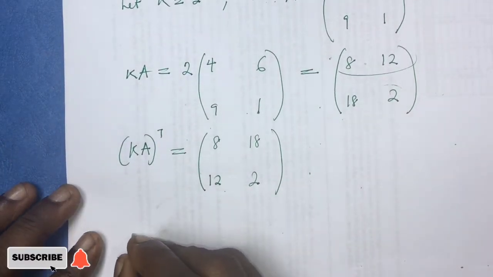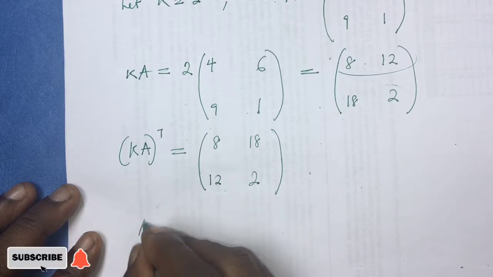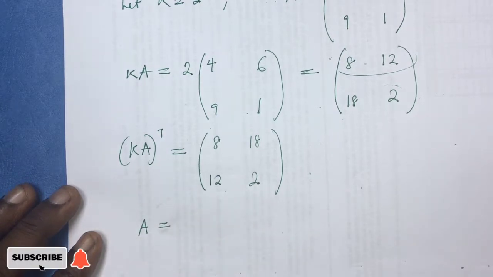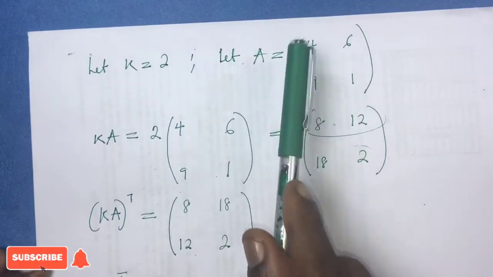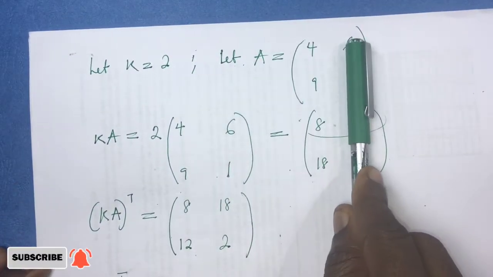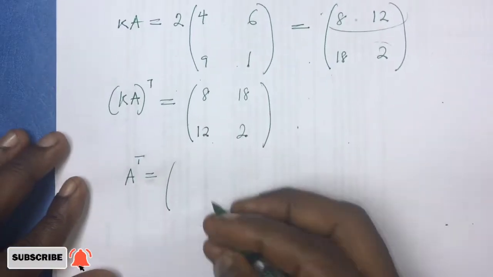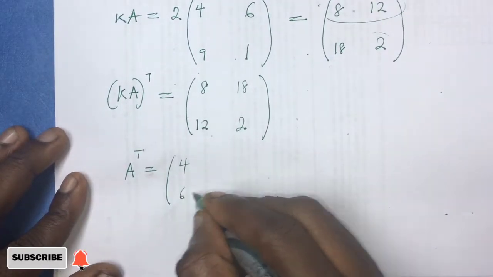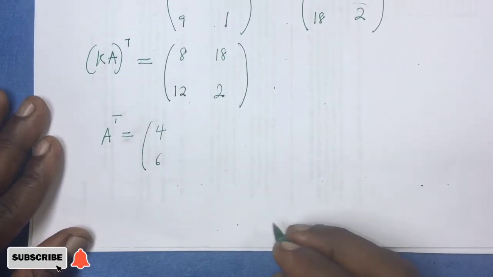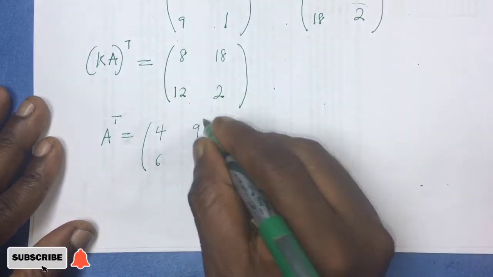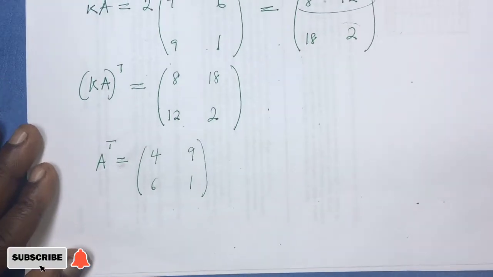Now, we will obtain the transpose of A. What is the transpose of A? The transpose of A will be you transposing this matrix. 4, 6 is a row, it becomes a column here, 4, 6. 9, 1 is the second row, it becomes a column here, 9, 1. So that is the transpose of A.